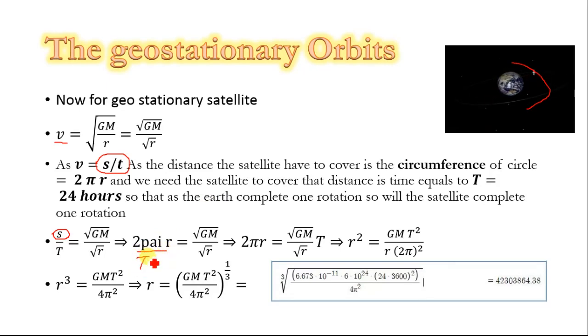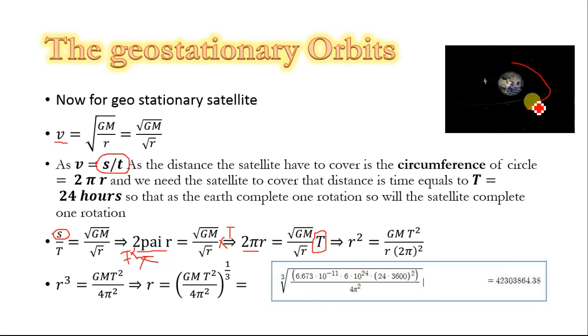Now in this equation we replace s by 2 pi r, so 2 pi r divided by t is equal to under root GM by under root r. Now multiplying both sides with t, this t will cancel with this t and we will have 2 pi r is equal to under root GM by under root r into t. And this t is the time during which the satellite completes one revolution around the Earth.